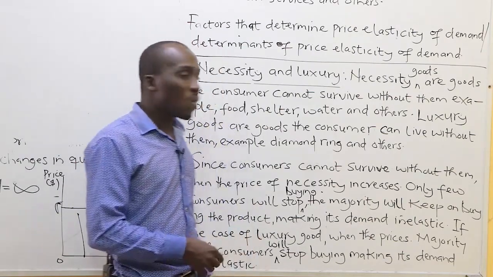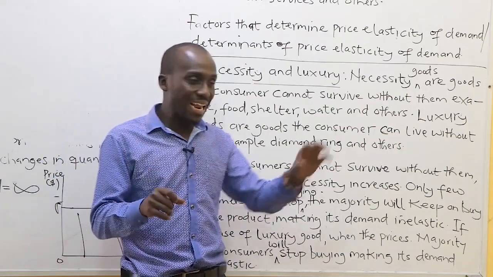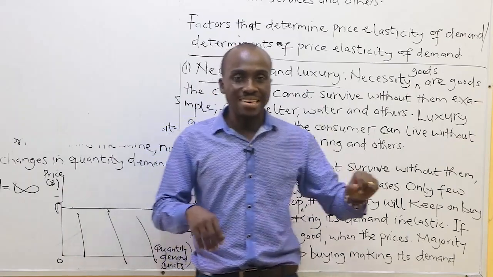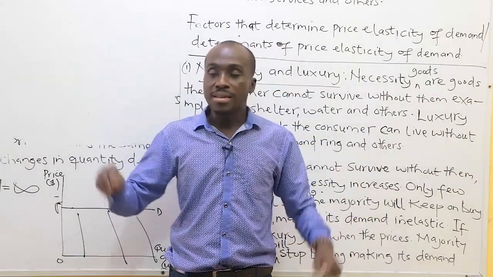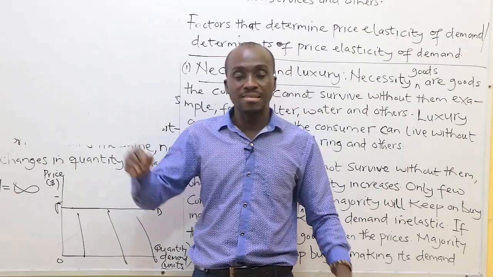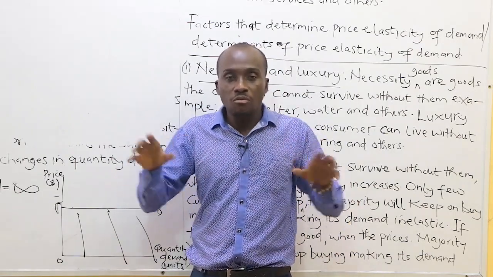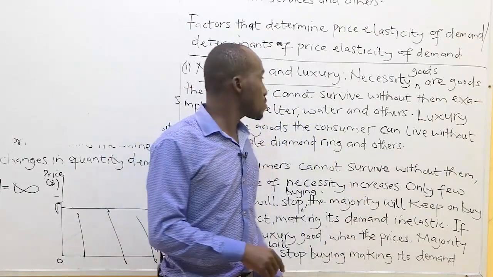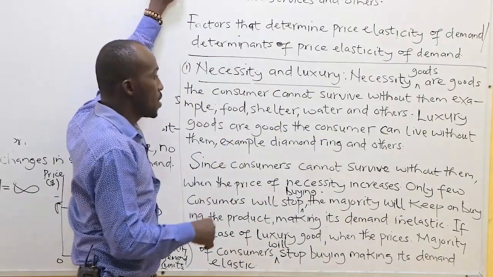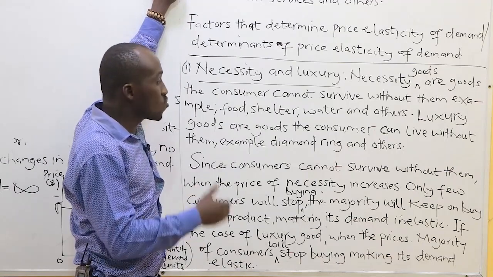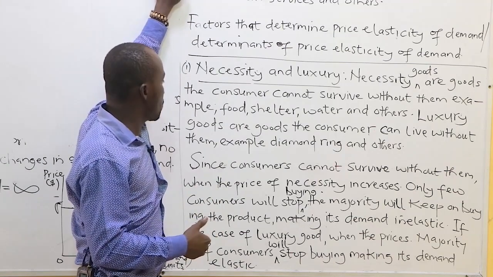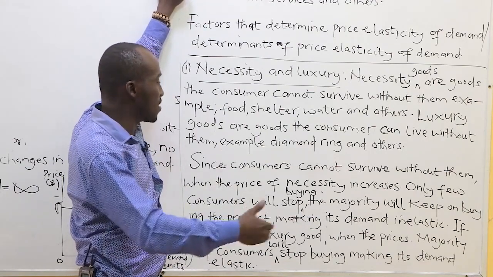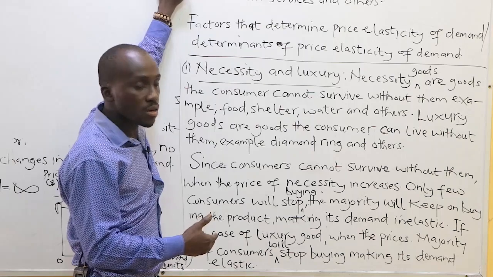And you want to find out what are some of the factors that can make a commodity elastic or inelastic. In most of the things you buy on the market, it's either elastic or it's inelastic. Unitary elastic, perfectly inelastic, and perfectly elastic are extremes. So we want to find out what are some of the factors that can make a commodity elastic or inelastic. Number one, necessity or luxury. Necessities are goods the consumer cannot live without, food, shelter, including others. Luxurious goods are goods the consumer can live without, like a diamond ring.